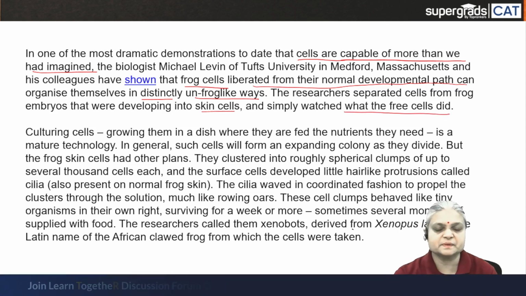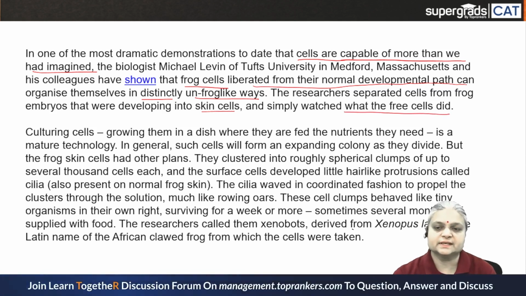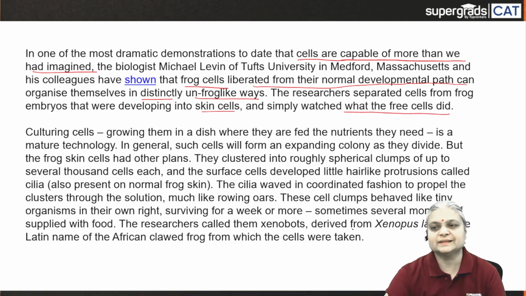So this is an experiment going on. Culturing cells, growing them in a dish where they are fed the nutrients they need, is a mature technology. So culturing cells is a jargon and the meaning is given here. In general, such cells will form an expanding colony as they divide. But the frog skin cells had other plans.